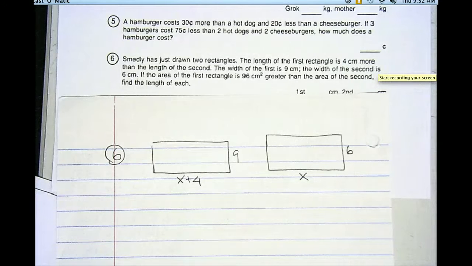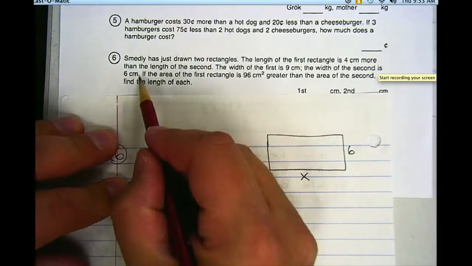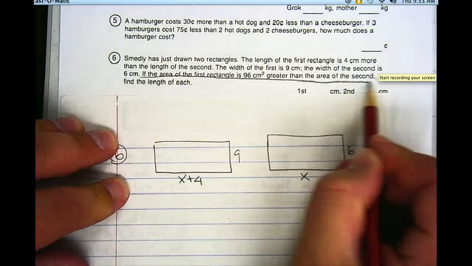Now I'm going to use the rest of the problem, after I've defined the variables, to write the equation. It says, if the area of the first rectangle is 96 centimeters greater than the area of the second, find the length of each. So what that means is the second is going to be smaller than the first one. What I have to do to the second one is add 96 to it so it's equal to the first one. I'm using this sentence right here as the clue to write my equation.